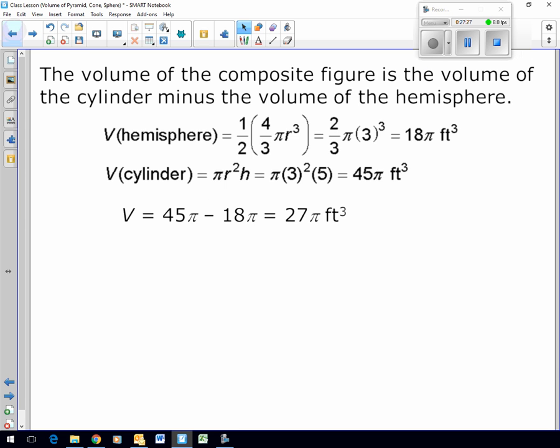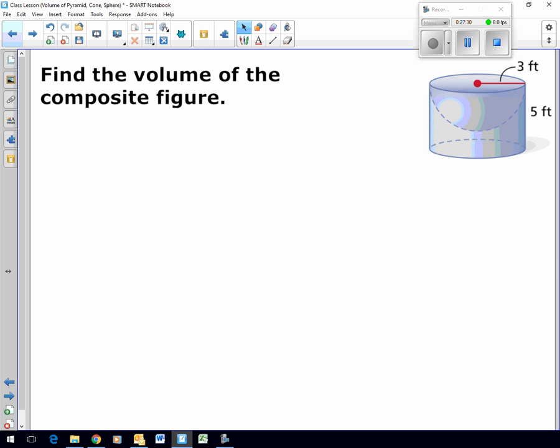Last thing, it says find the volume of the composite figure. I want you to see what this is. This is a hemisphere inside of a cylinder. Yesterday we did composite figures and I said they stack on top of each other, right? Now all of a sudden I can't get the top off of this. Now they've stuffed the hemisphere inside. Let's use our noggins on this.